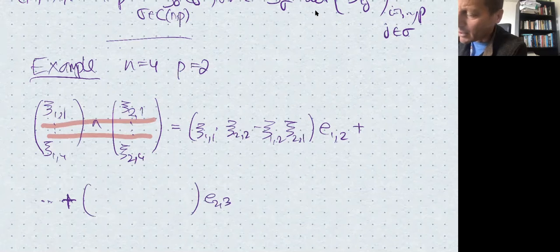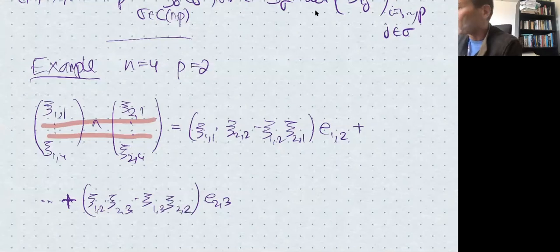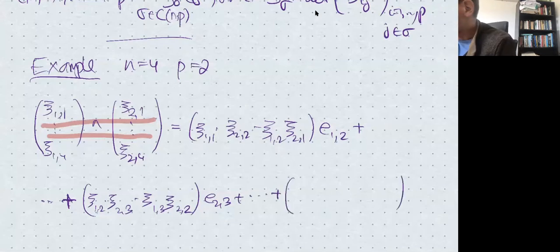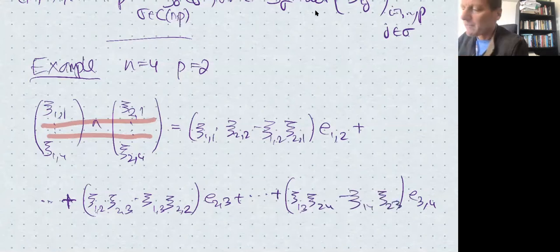So this is going to be c1,2 times c2,3 minus c1,3 c2,2, multiplying e2,3, etc. The last expression corresponds to, say, e3,4. So here we'll have c1,3 c2,4 minus c1,4 c2,3. Okay, so this is what the formula is saying.